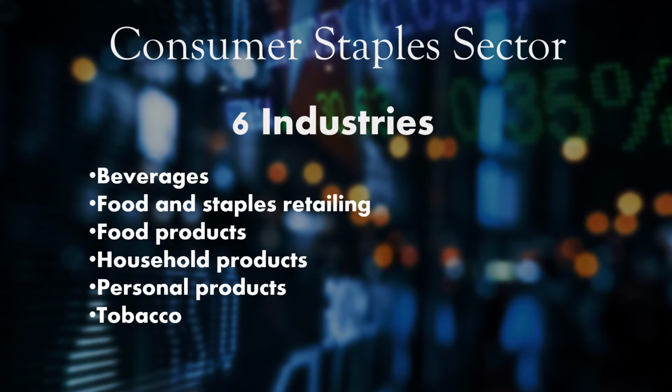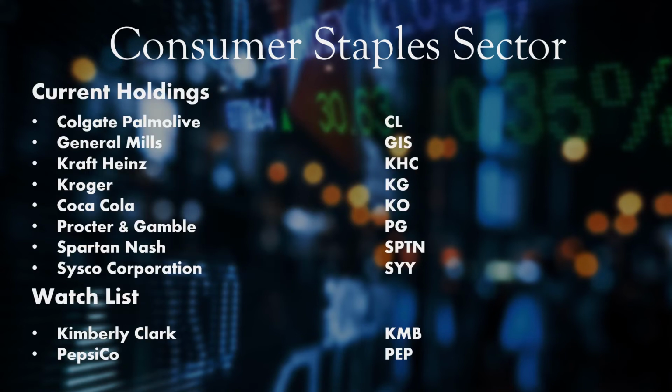The consumer staples sector is comprised of 6 industries: beverages, food and staple retailing, food products, household products, personal products, and tobacco. Alcohol would fall under the beverages category here, guys. Within the consumer staple sector, my current holdings, this is my biggest sector. If you can't tell, guys, this is one of my favorite sectors. Consumer staples, like I said, these are things we need. These are the things people are going to continue to buy, whether things are good, whether things are bad.